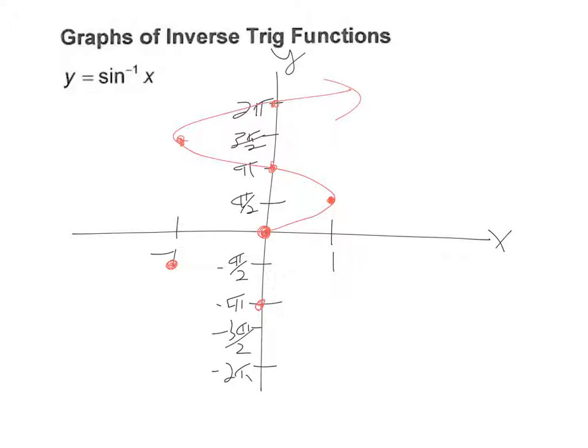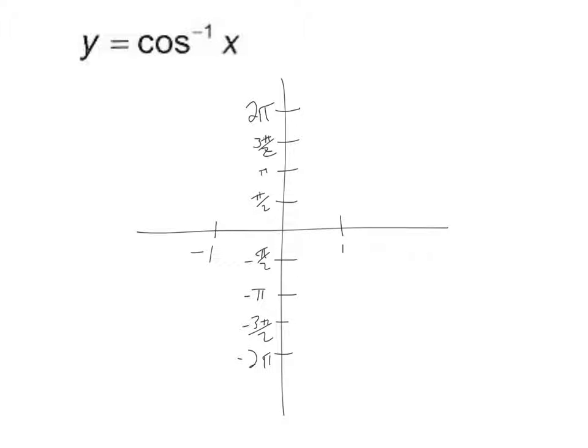Lower, crosses, higher, crosses. Now be careful, some people think that the inverse graphs are just the regular graphs rotated. They are not. The x's and the y's are swapped. It's not a rotation. Y equals inverse cosine. So the parent graph for cosine starts up at positive 1. This graph will also start at positive 1. Crosses, lowest, crosses, highest.